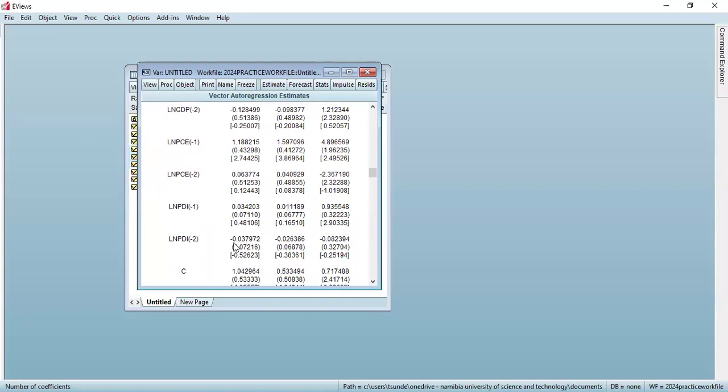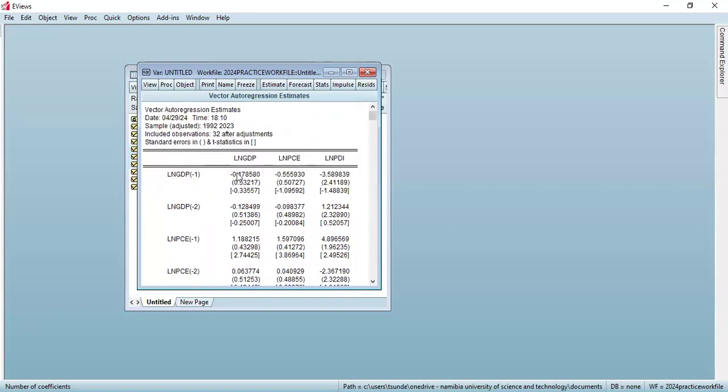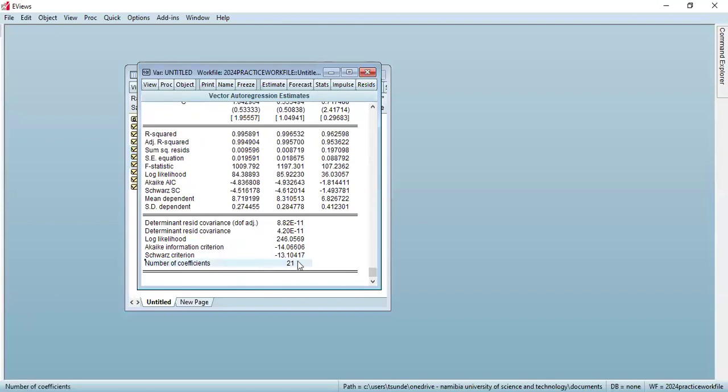5, 6, 7 constant. So 3 by 7 gives you 21. So that is where we are getting this number of coefficients, 21. The point that I want to make here, and you must get this very, very clear, is that if the number of coefficients in your vector autoregression equation is more than the number of observations after adjusting for degrees of freedom, then you cannot estimate that equation.